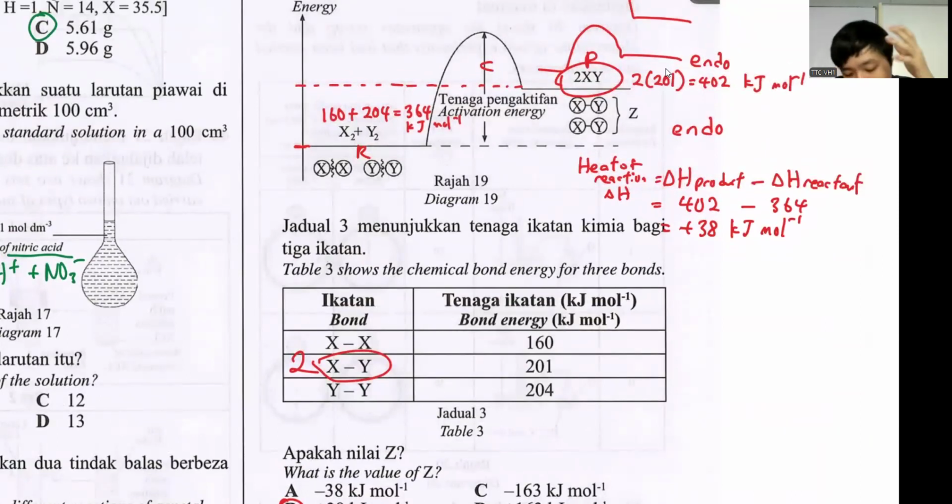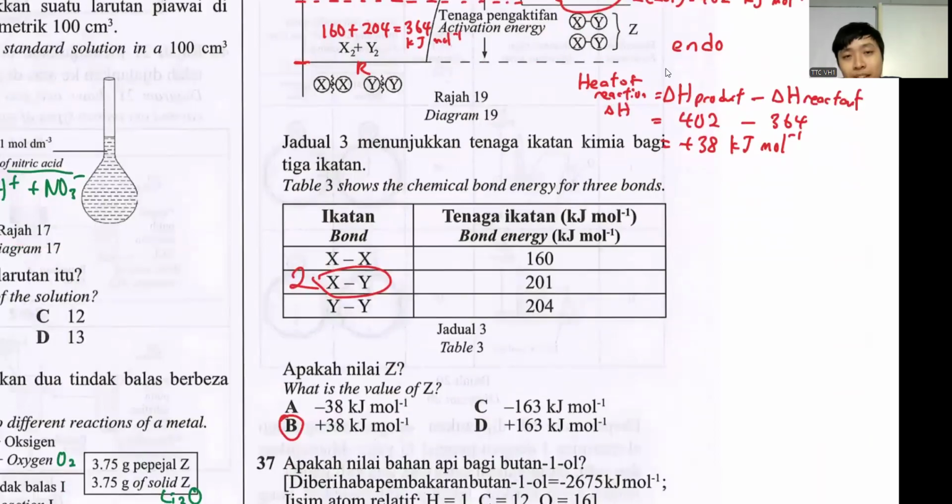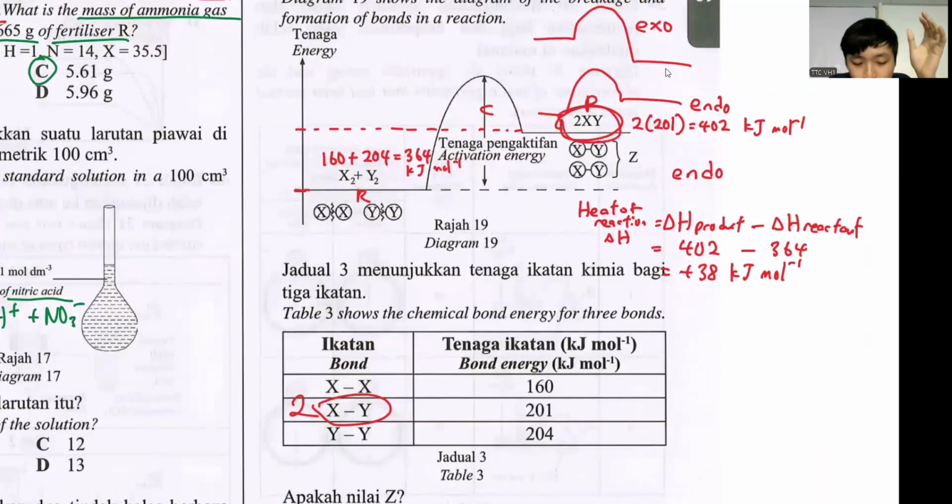If you don't know how to analyze the diagram, the formula is heat of reaction equals delta H product minus delta H reactant. If they give you one bond, how much energy, but 2 XY means you do times 2. This question I should have done in physics class, but I think that time not enough time.